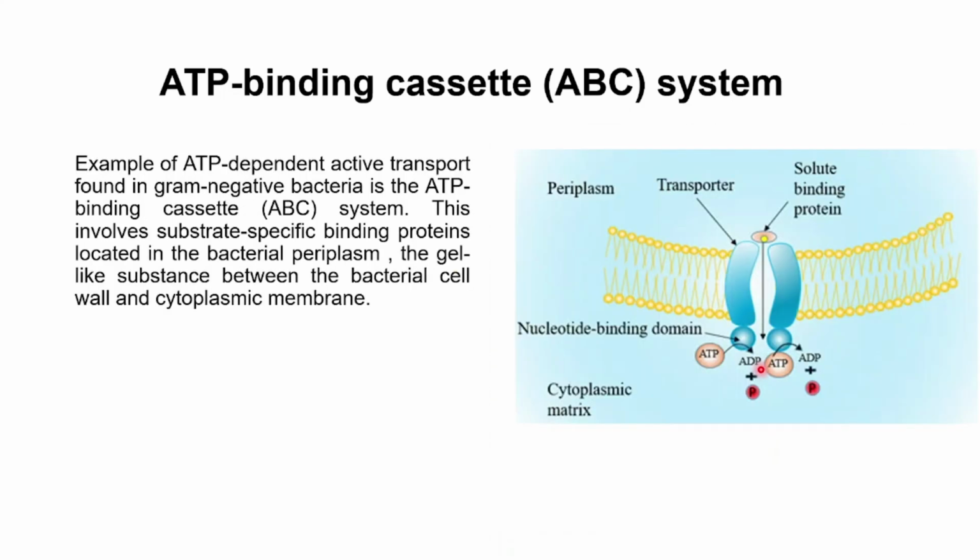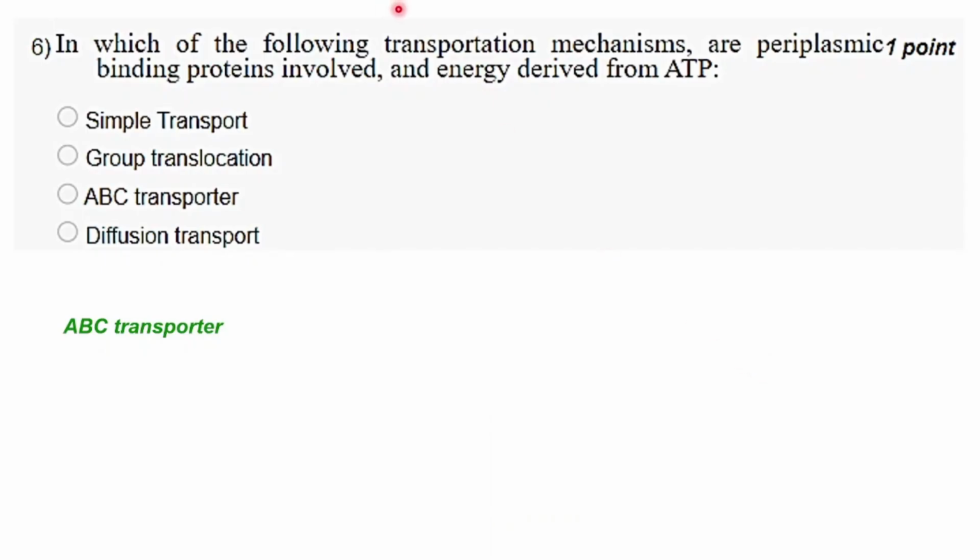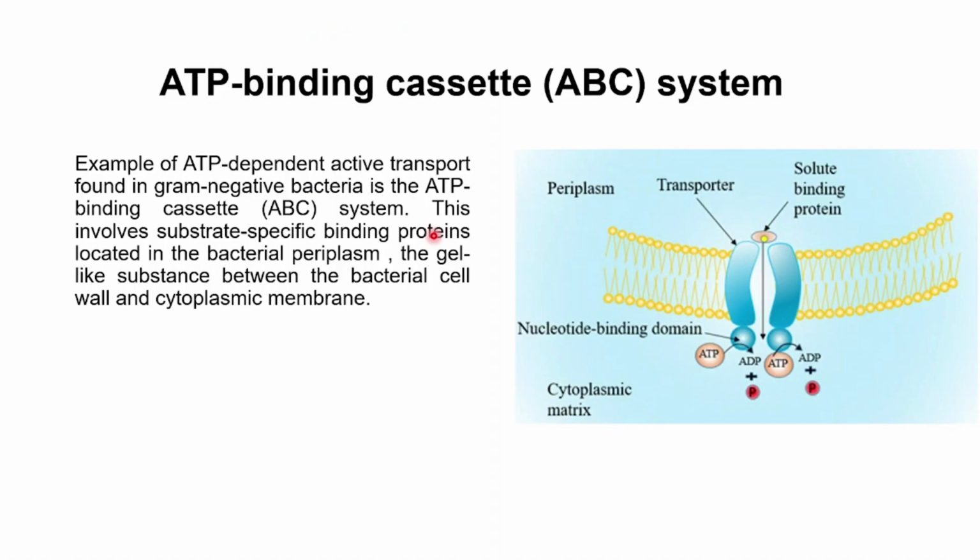That is why the question was: in which of the following transportation mechanisms are periplasmic binding proteins involved and energy derived from ATP? That will be the ABC transporter, the ATP binding cassette transporter. So that's why the answer will be ABC transporter. Okay. Then let's move on to the next question.